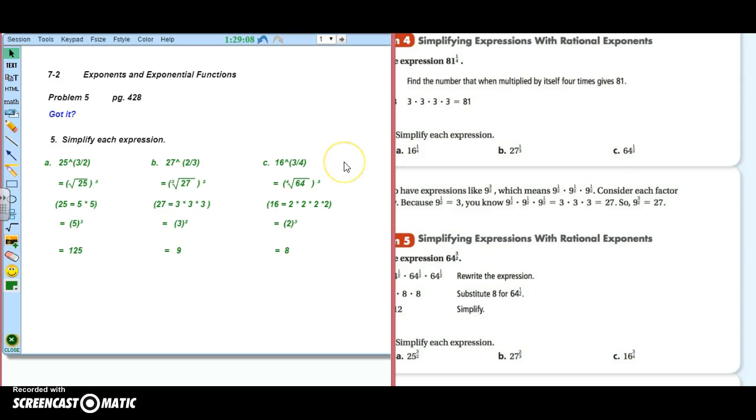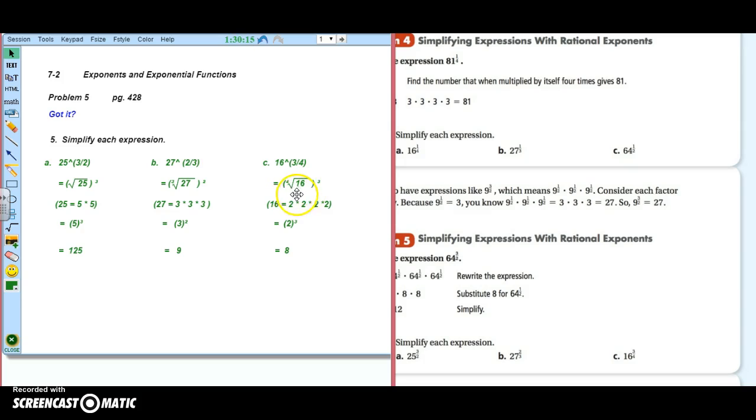So part C says 16 to the 3/4. The bottom number, the denominator of the power, comes out front as the root. So the 4 becomes the root, so it's the 4th root of 64, and the 3, the numerator, stays where it was. So we're looking for, first of all, the 4th root of 64. In other words, what's in there 4 times. That should be 16. Sorry.